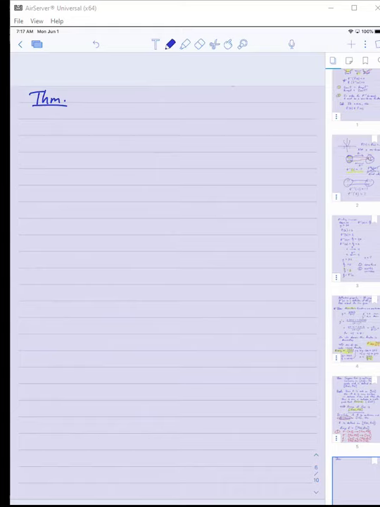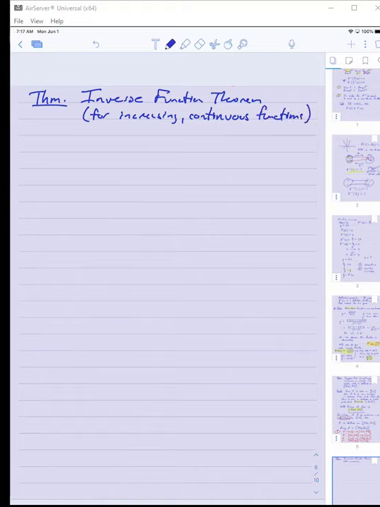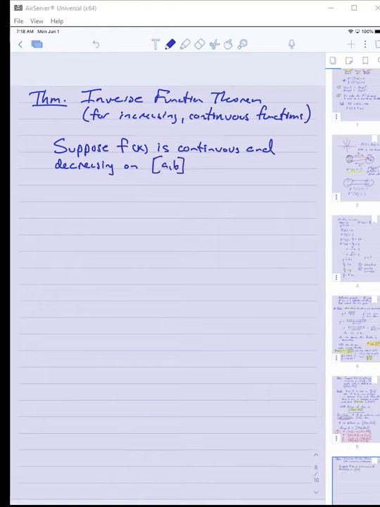Okay, here's the big theorem of the section, well, one of the two big theorems. Let's call this the inverse function theorem. Let's say this is the version for increasing continuous functions, because we could have a similar theorem for decreasing continuous functions. So the theorem says, suppose f of x is continuous and increasing on a to b. So this sounds just like the last theorem.